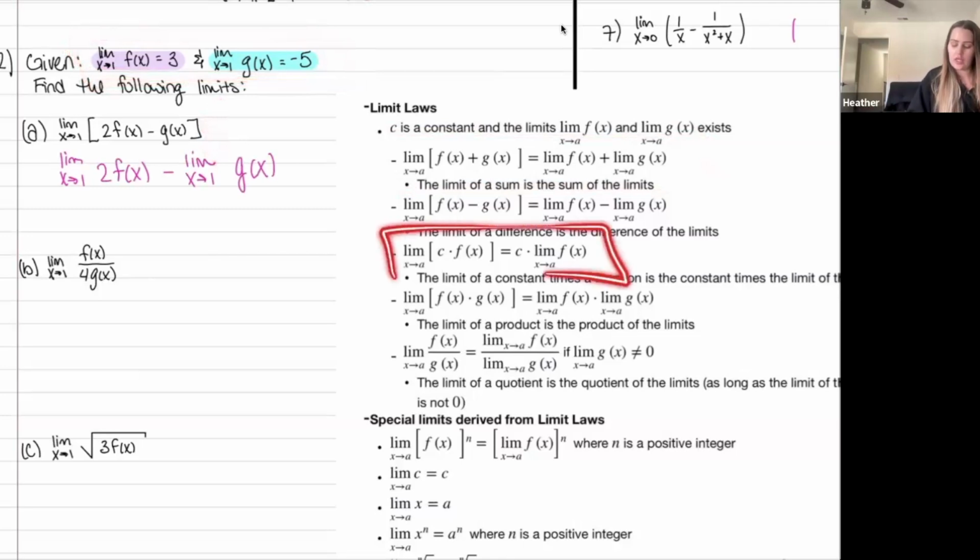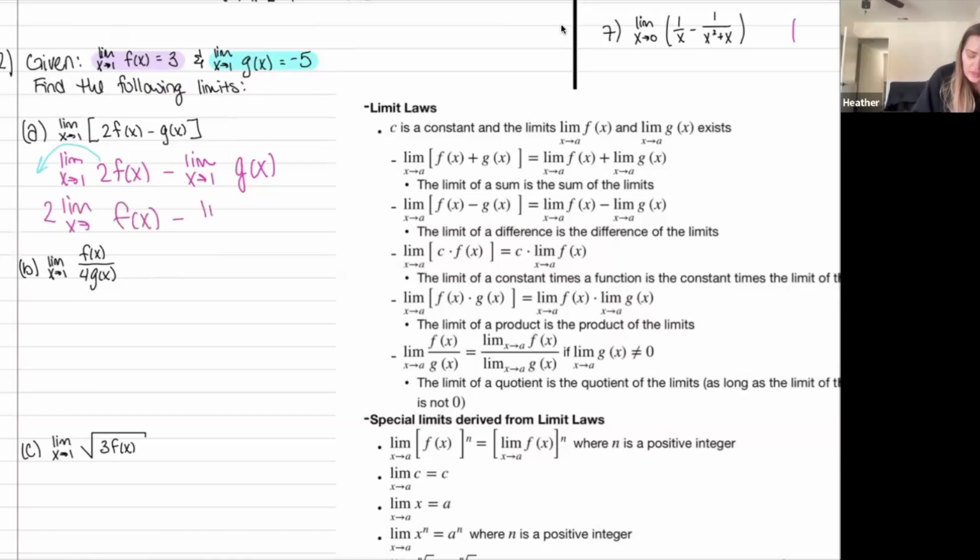So one last thing I'm going to do here is go ahead and pull out the constant, right? That limit law there tells me no problem. You've got a constant, just go ahead and chuck it out in front. So now I have 2 times the limit as x approaches 1 of f of x minus the limit as x approaches 1 of g of x. Now everything pretty much looks like what I have, which is awesome. So we're just gonna plug and chug.